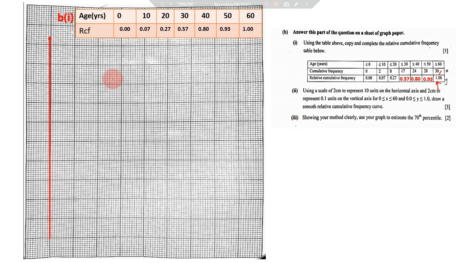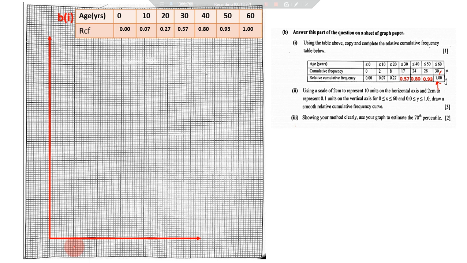Here we have, as you can see, my axes represented by the red line. This is my vertical axis or my Y axis. My horizontal or my X axis is here. Let us begin with the X or horizontal axis. They are saying using 2 centimeters to represent 10 units. 2 centimeters, it is this one bigger box. So from here to here, this is 2 centimeters.